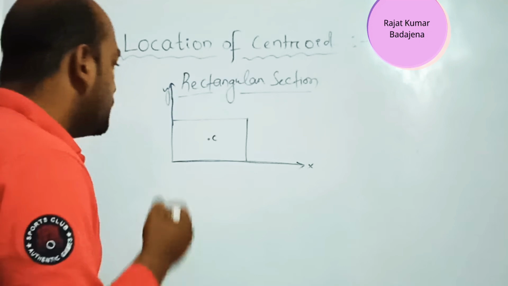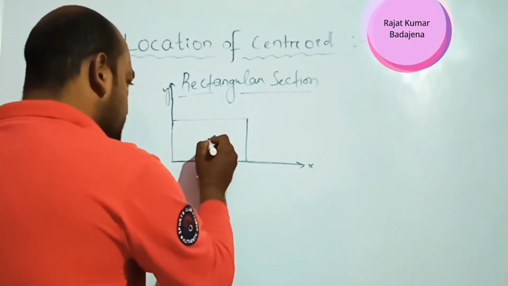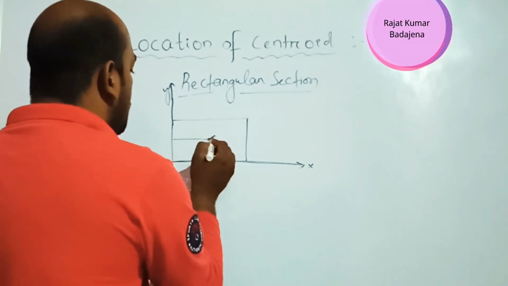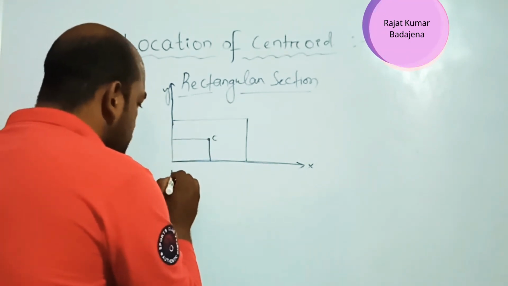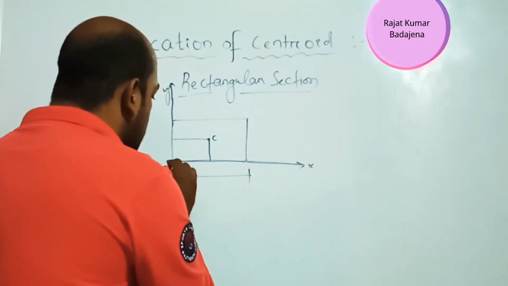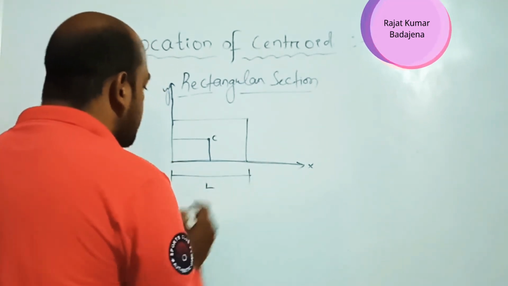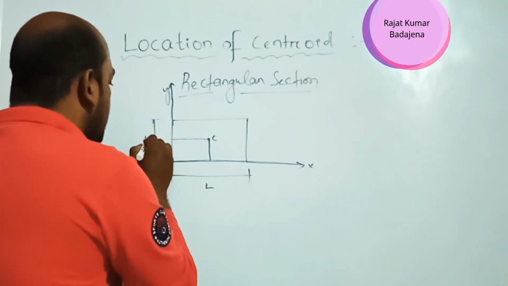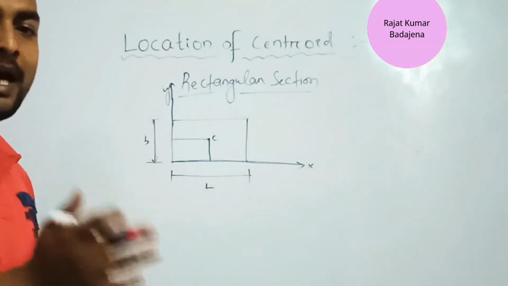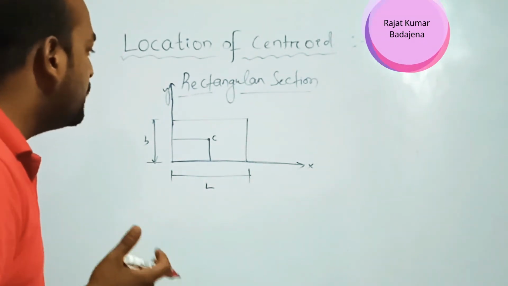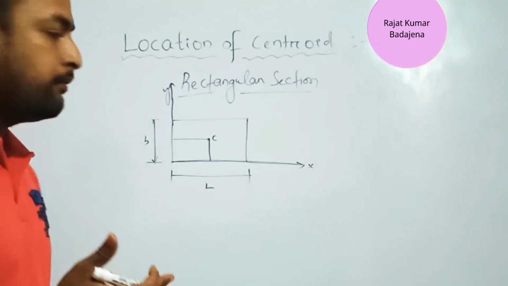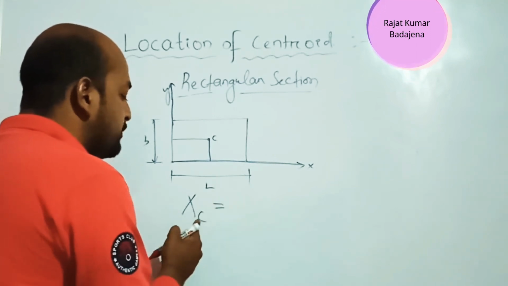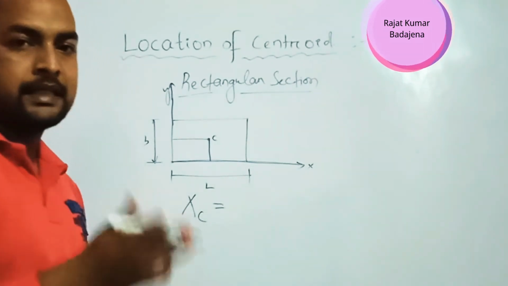So what happens here? We will draw a perpendicular line up to the x axis and here up to the y axis. Okay, suppose the length of the rectangle is from this point to this point, L, and the breadth is from this point to this point, B. Okay, so here what is the centroid in the x axis? Okay, so here we can say centroid about the x axis. That means C for the centroid, x for the x axis.